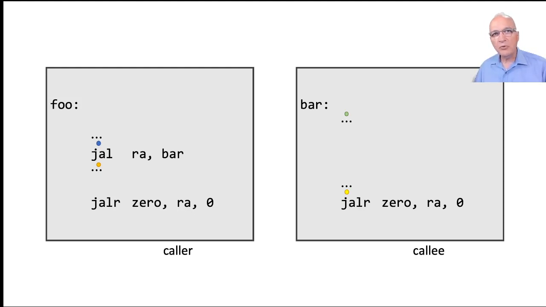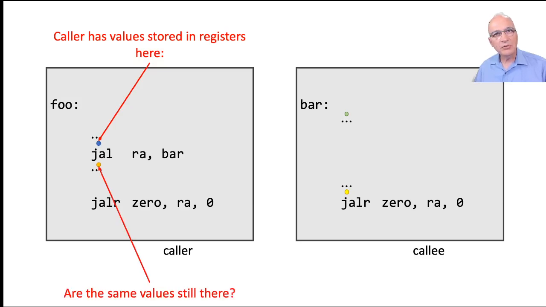And I have several questions that I would like to ask about these points. The first question is related to the values that are stored in all the registers in the processor at this point immediately before the call to the function bar. And the question that I have is, are the same values still there when I return from the function bar?